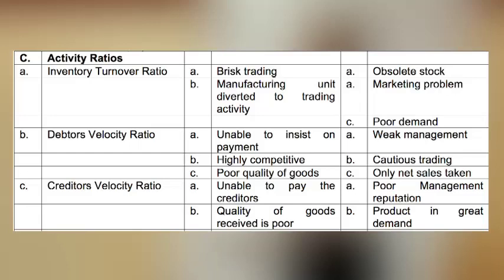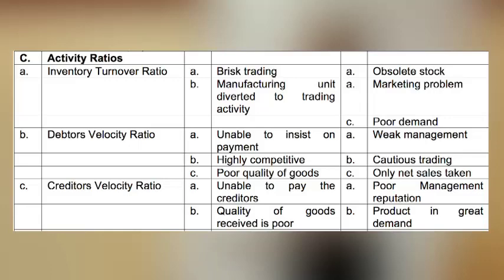In the other way, if the ratio is low, that indicates weak management. They are not in a position to realize the receivables. That is poor receivable management. Then cautious trading: sometimes they may be very cautious and don't want to sell on credit. In that case receivables would be less, and in turn the ratio will also be low. Then only net sales may have been taken, not the entire sales. These are the probable interpretations which are drawn when this ratio is high or low.